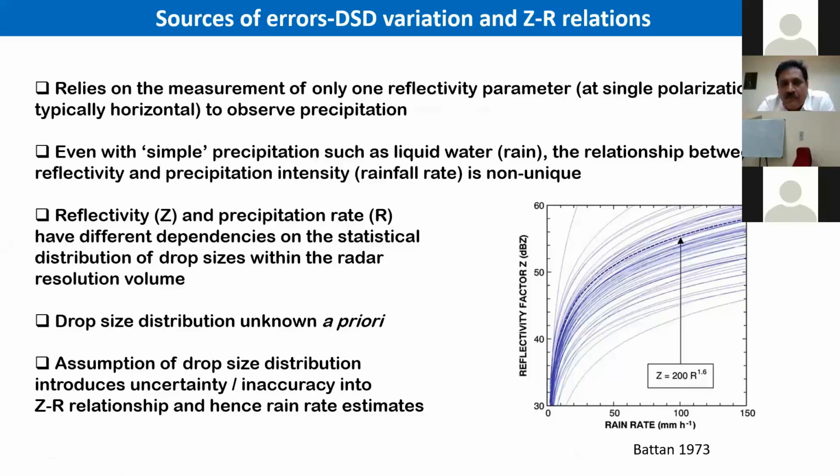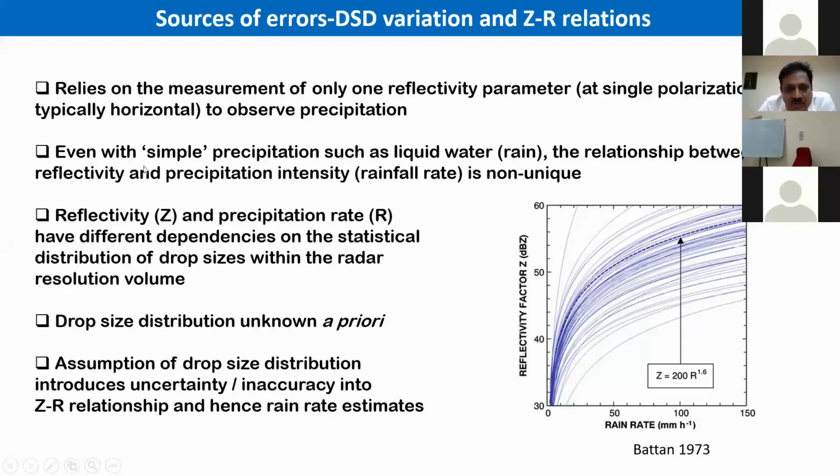So when you have only reflectivity, you have to convert that reflectivity into rainfall using an a priori or known relation, the so-called ZR relation. From the reflectivity, using that relation, you can convert that into the rainfall rate. But this ZR relation is not a unique relation.